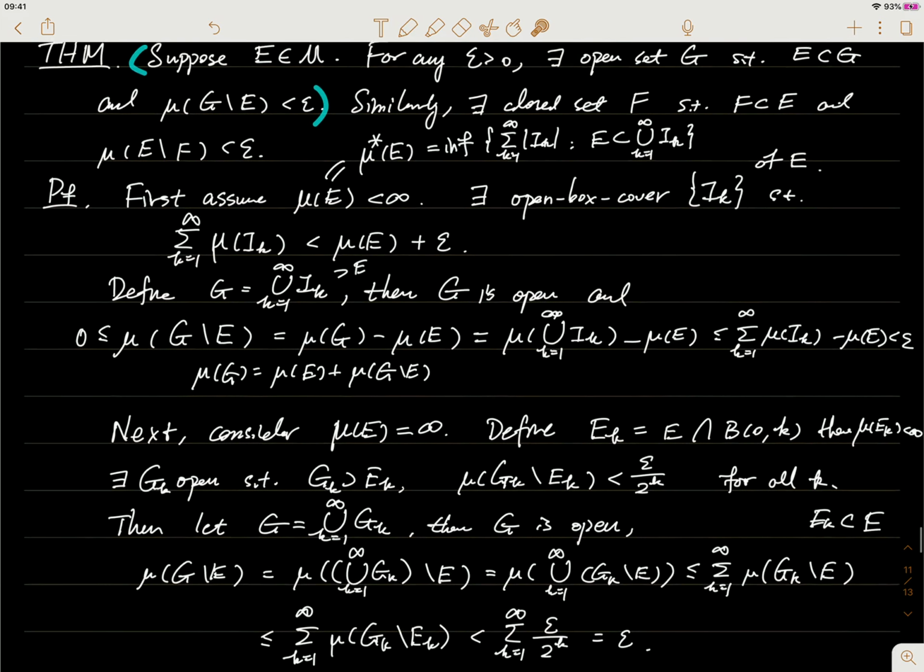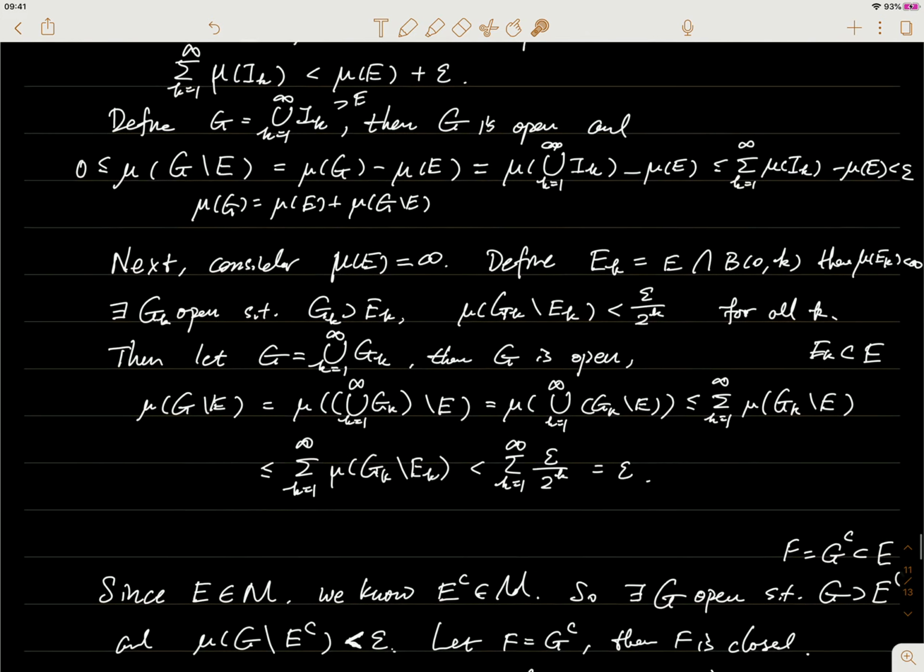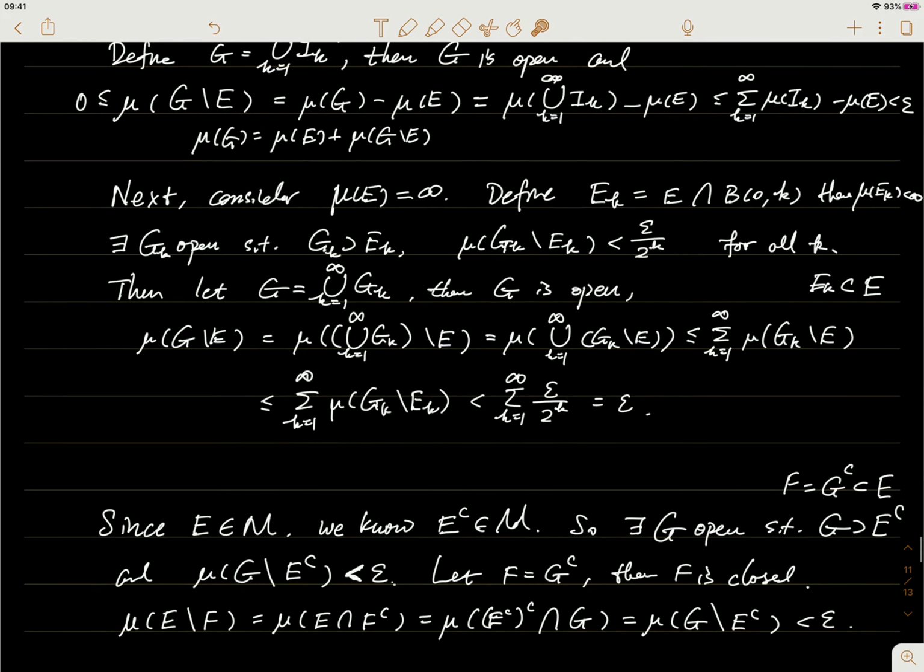For the other one, it will be just similar. For the closed set, if we have the set E, then we know that the E complement will also be measurable, right? And since E complement is measurable, we can find some open set G such that it includes the E complement, right? This is what we showed earlier. It doesn't matter if this one has a finite measure or not. We have showed that there will be some open set G such that it includes this, and the difference between the two has a measure less than epsilon.